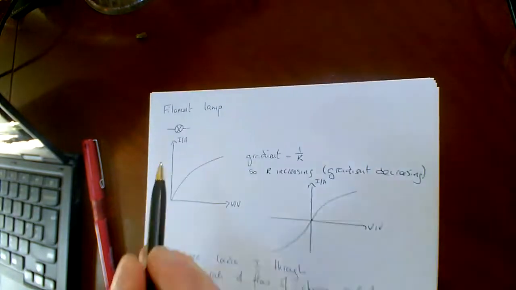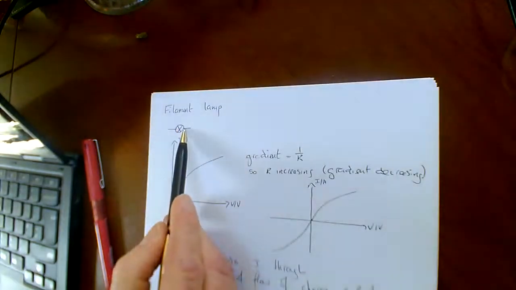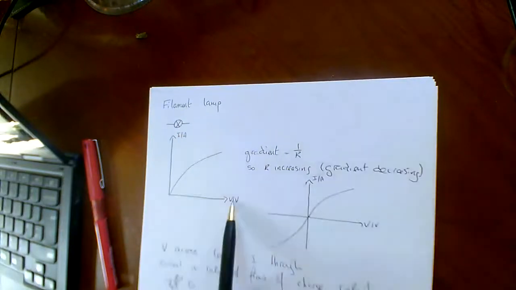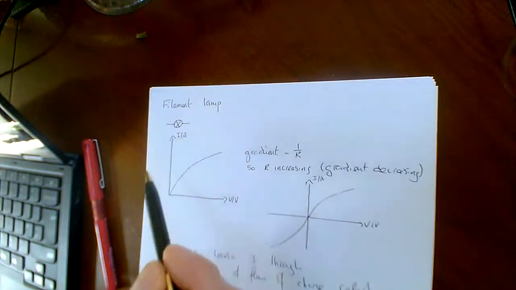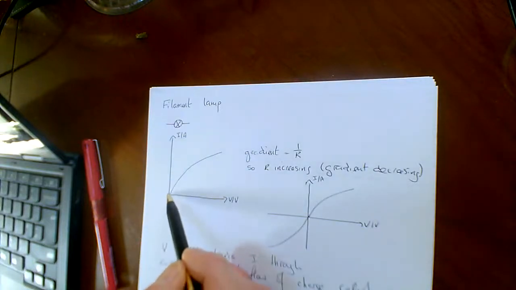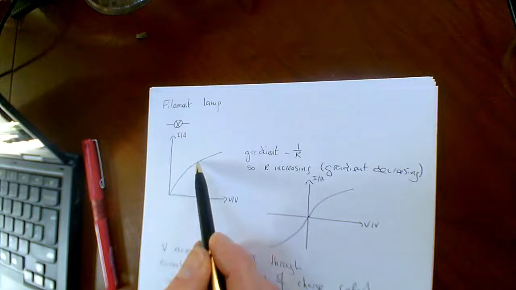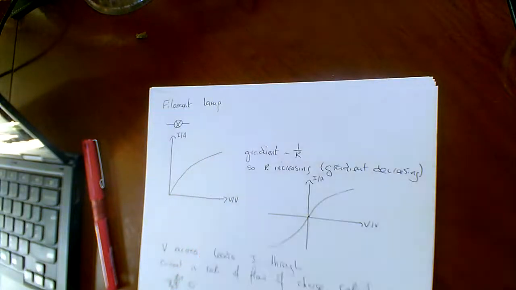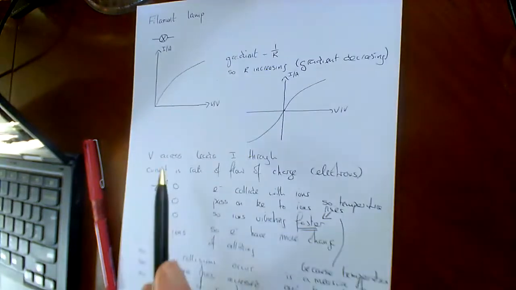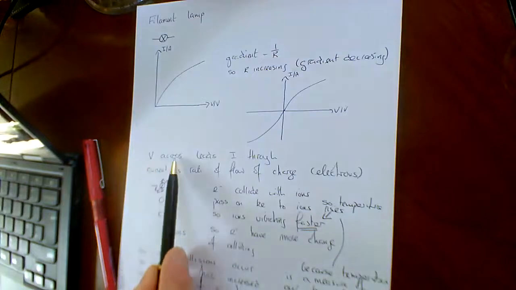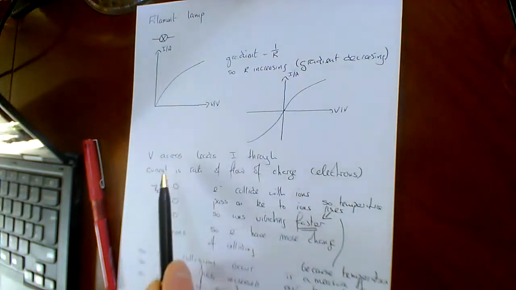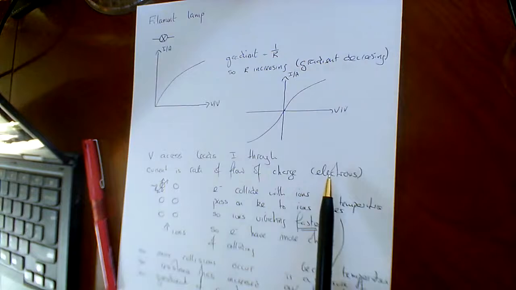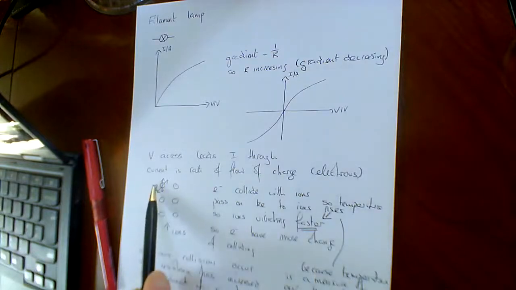So you have a filament lamp. When you put a PD across it and increase that PD, the current through it increases. But because it's getting hotter, then the resistance is changing, it's increasing. And the reason for that is here. As you put the PD across it, you get a current through it. The current is the rate of flow of charge or electrons. Those electrons are trying to get from here to here.